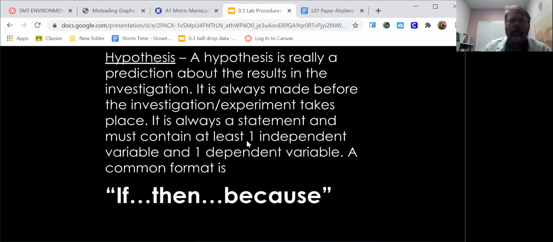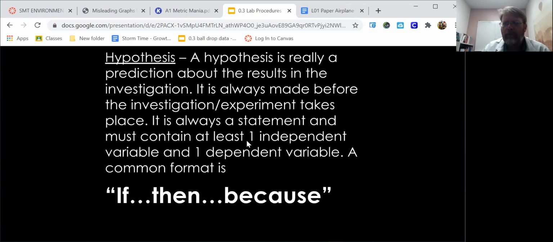Then we come up with a hypothesis. It's about predicting results. So you've done some reading. You've learned what other people have to say about flight, aerodynamics, and paper airplanes. And then you say, if I add more paper clips to the front of my airplane, then it will fly faster and go 50% farther. The important thing here is that there has to be a number that you measure.